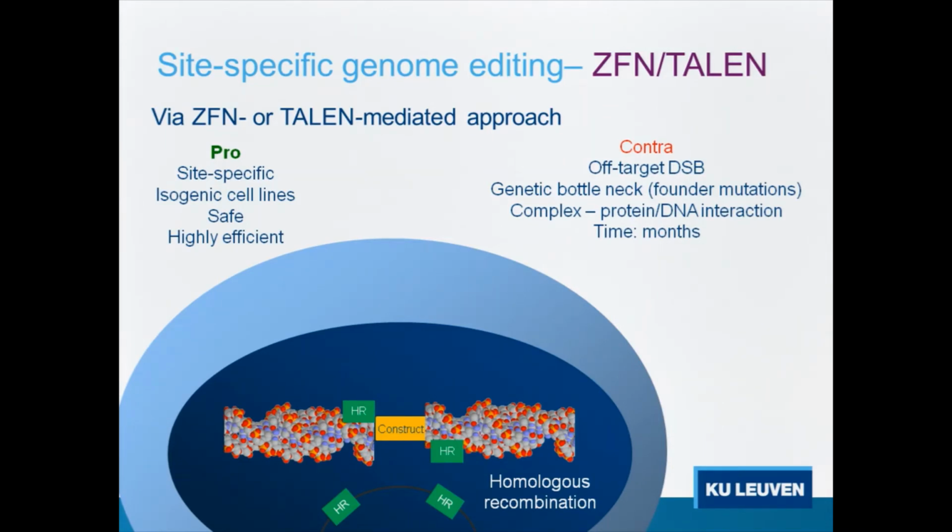As you do get one cell that you then have to select and grow up to get more cells than the initial cell you targeted, you go through a genetic bottleneck and you can get some founder mutations if some mutations are introduced in the population of cells that you're then expanding.